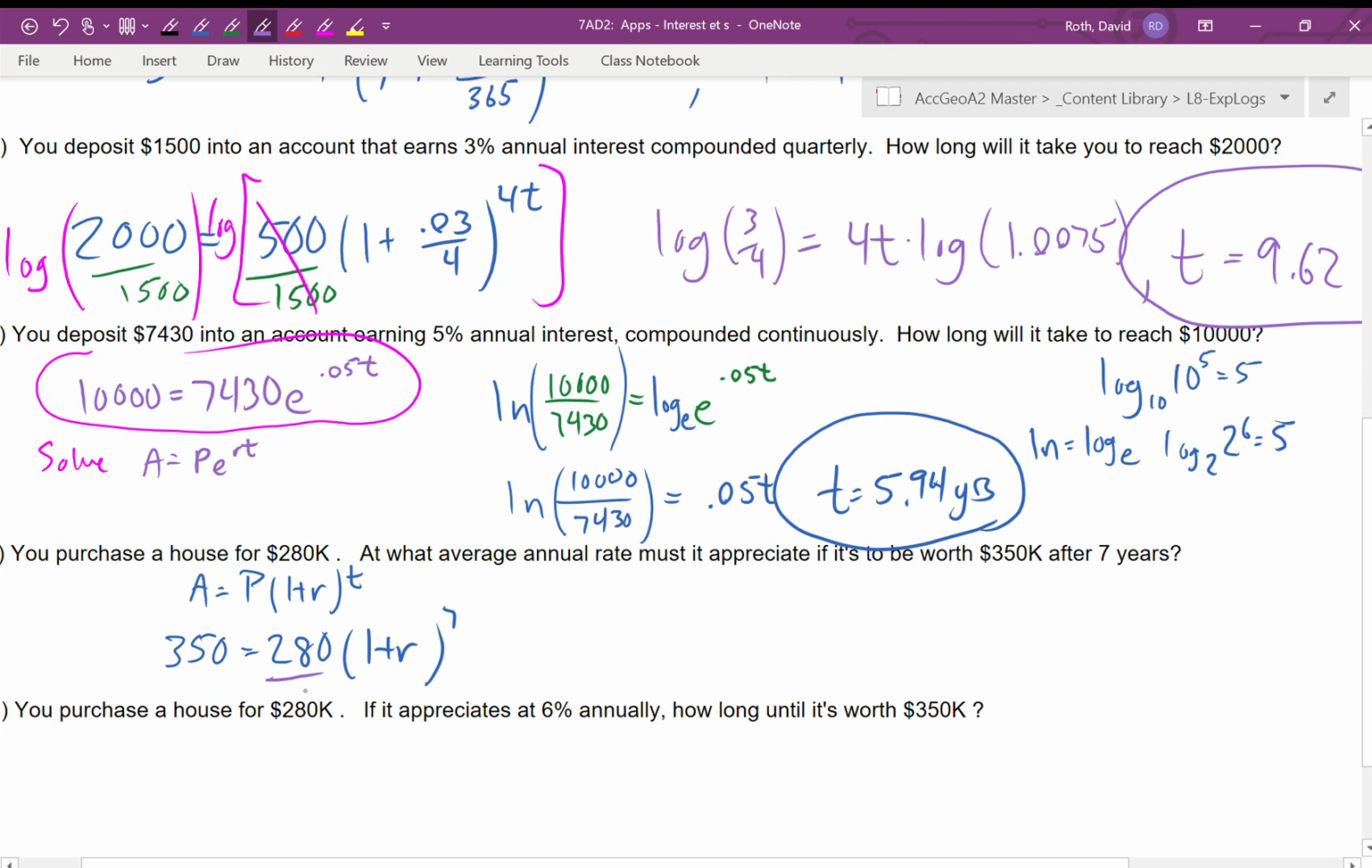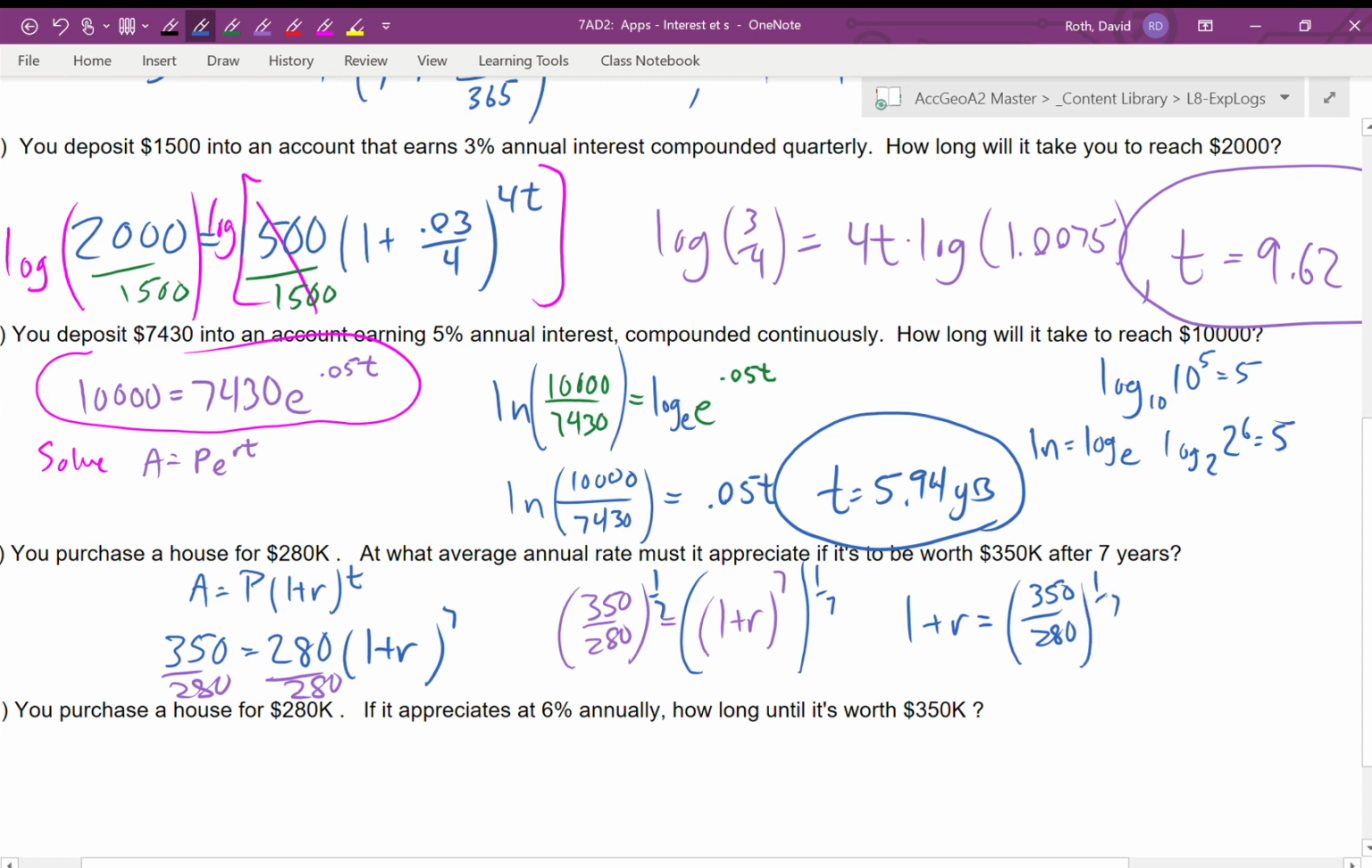Same as before, solve for your exponential. Divide by 280. Divide by 280. And effectively, I'll just write it out: 350 over 280 is equal to 1 plus r to the 7th power. And if I'm going to solve for r, I've got to cancel out the 7th power. So hopefully you're thinking outside the box a little bit. Why don't I just raise both sides to the 1/7 power? And that's all you have to do. So 1 plus r is equal to 350 over 280 to the 1/7 power.